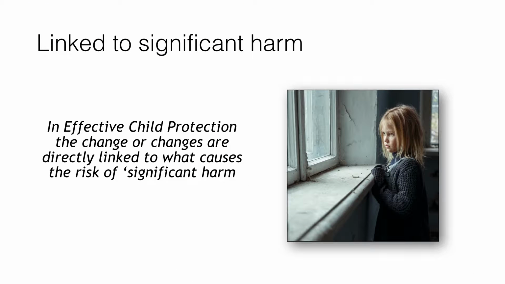Before we look at the 5 principles for writing a good change statement, it is important to remember that the Effective Child Protection model is based on addressing the likelihood of significant harm. Effective Child Protection only focuses on identifying changes that directly deal with the causes of significant harm. If all changes are realised, the risk of significant harm should have been reduced, and the statutory basis for intervening in the private lives of families should have come to an end.